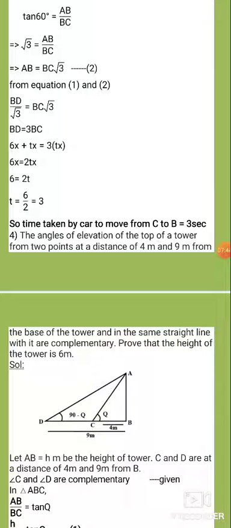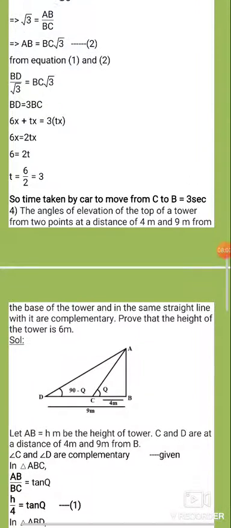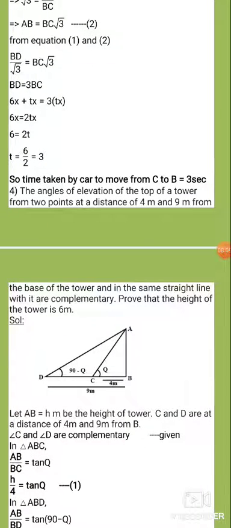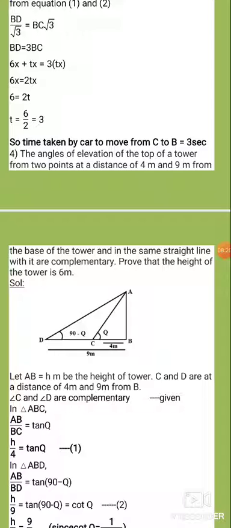Now listen here, we need to prove the height of the tower as 6 meter. We can take it as h. AB is equal to h meter, the height of the tower. C and D are at distances of 4 meter and 9 meter from the point B. Now angle C and angle D are complementary. If one angle is Q, the other angle is what? 90 minus Q. Now first triangle ABC. AB by BC is equal to tan Q. So AB h by BC 4 is equal to tan Q. Put equation number 1. Second triangle, in triangle ABD, AB by BD is equal to tan 90 minus Q.